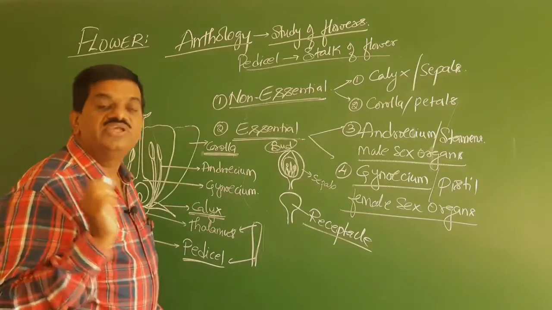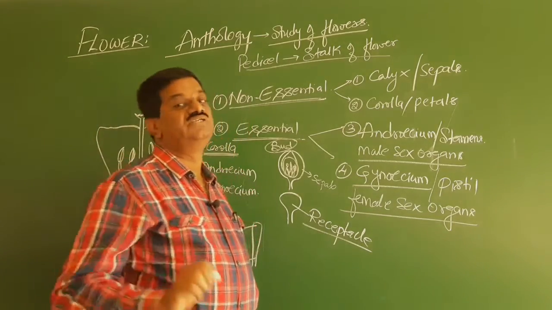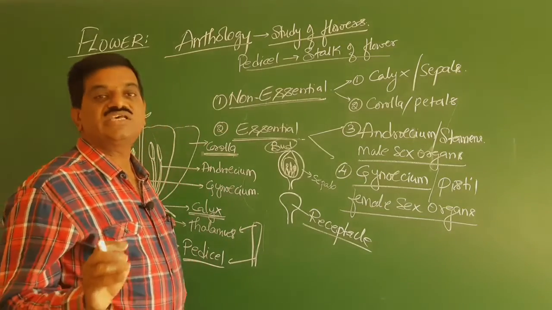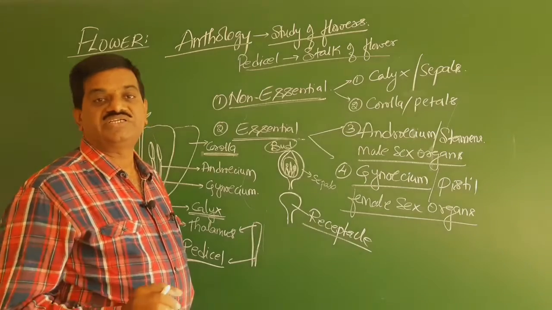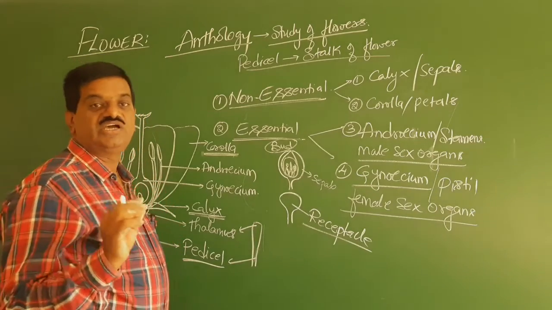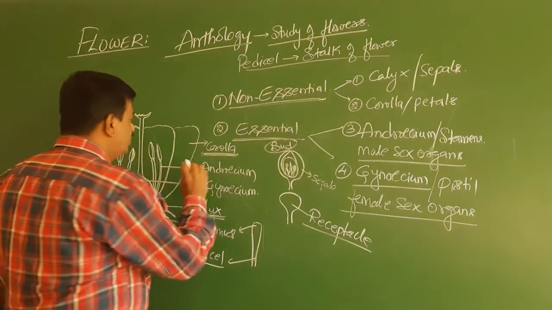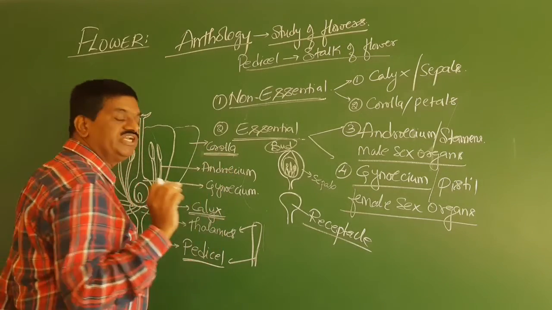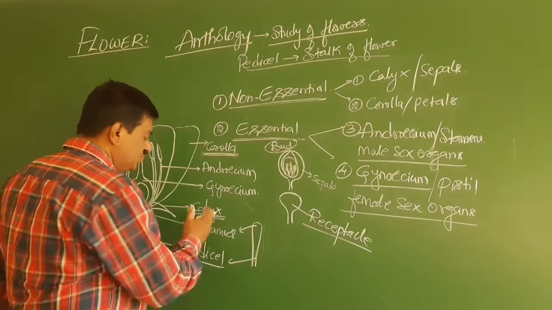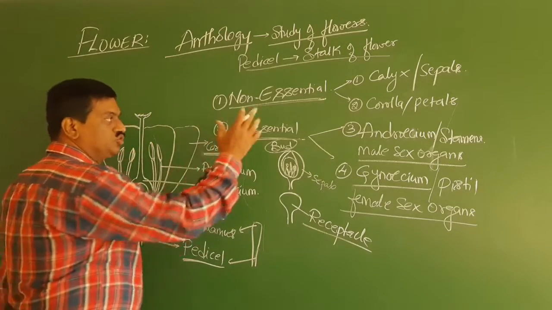The corolla is of various colors. Petals are of various colors. This color is required for the attraction of insects for the sake of pollination. So they help in the attraction of insects for pollination, hence they are of different colors. We are going to discuss this in detail also.